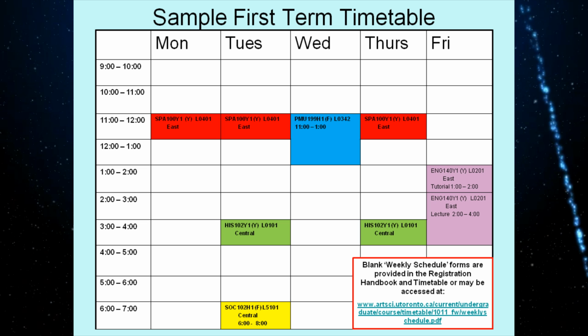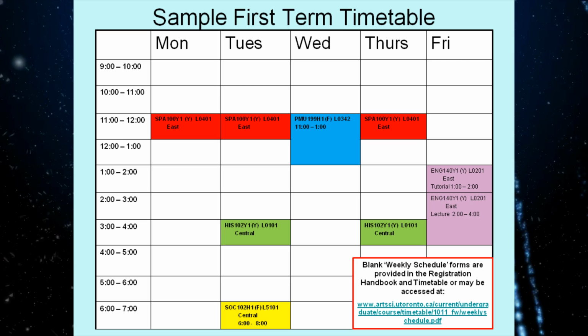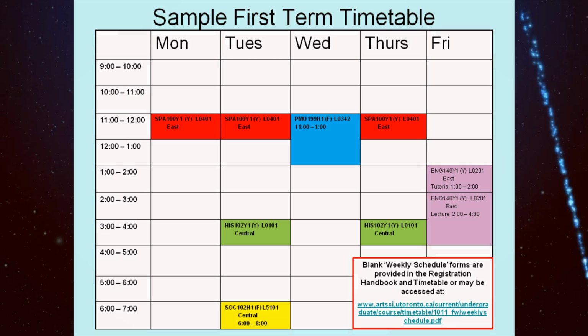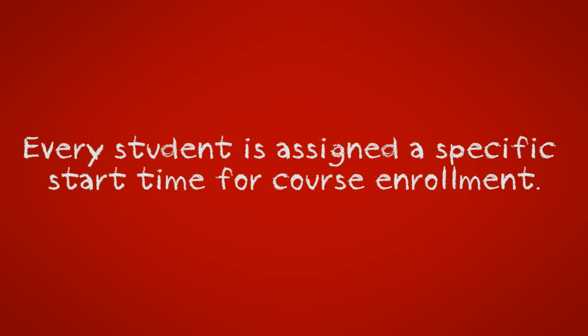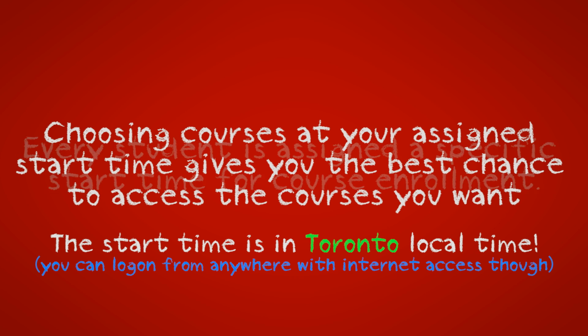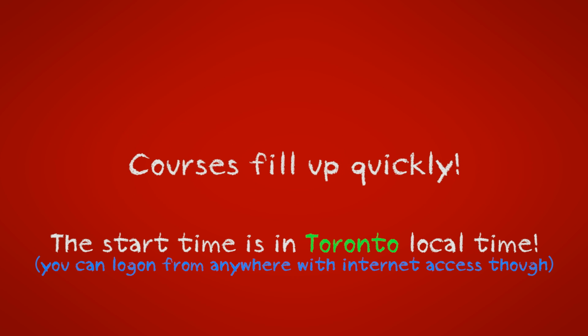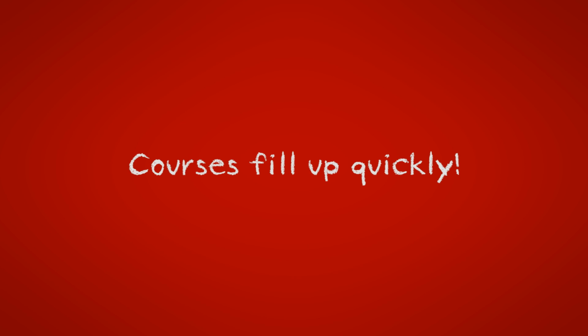Now that you know what courses you'll be choosing, the next step is to know your start date and time for enrolling in the courses on the student web service, also known as Rosie. Every student is assigned a specific start time for course enrollment, which is posted on Rosie in mid-July. Choosing courses at your assigned start time gives you the best chance of entering your courses and improves the odds of you getting a space in your first choice of the section, whether it's a lecture section or a practical section. Courses fill up very quickly, so if you do not log into Rosie at your start time, there is no guarantee that you will be able to obtain a space in your desired courses.